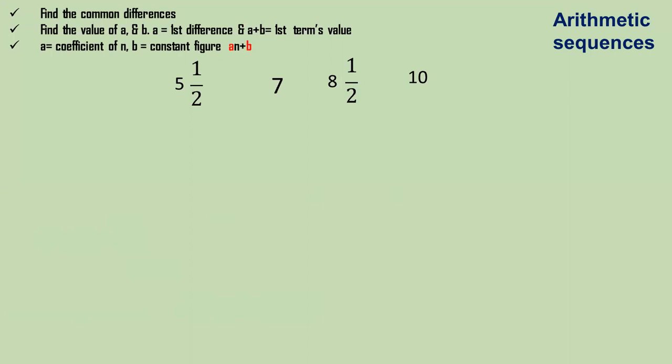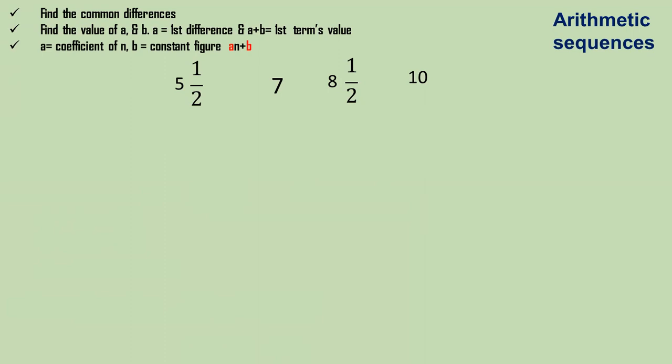These are the mixed fractions: 5 whole 1/2, 7, 8 whole 1/2, and 10. So you can directly find the difference by using the calculator, or you can first convert these mixed fractions into decimal numbers. For example, 2 multiplied by 5, that is 10, plus 1, 11, divided by 2.